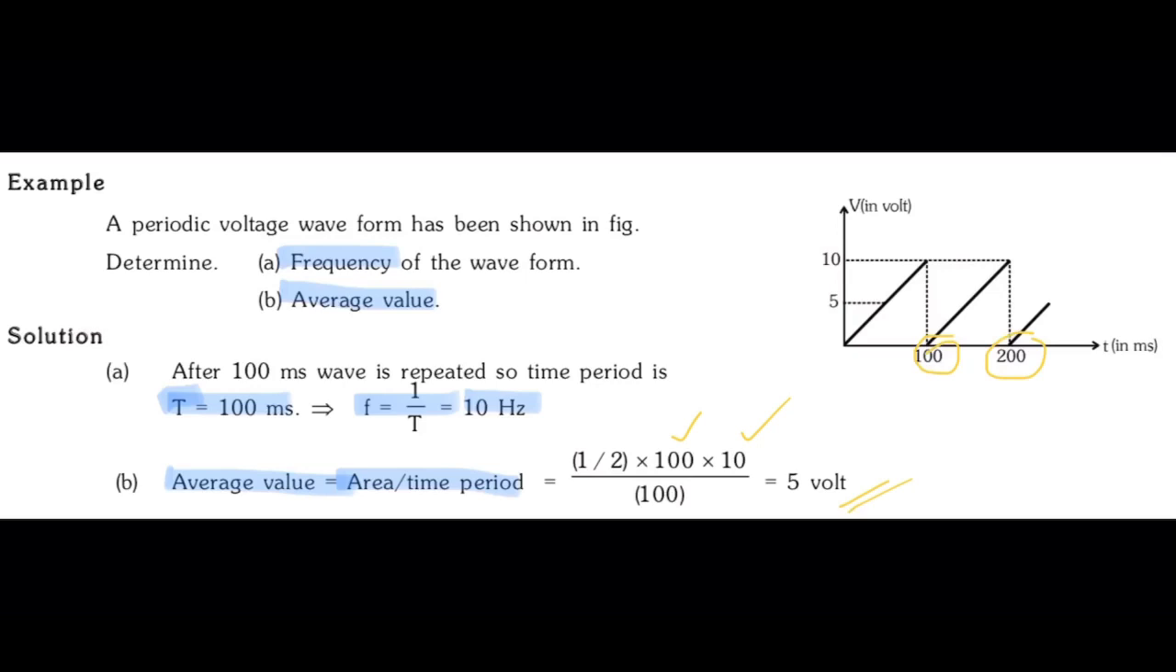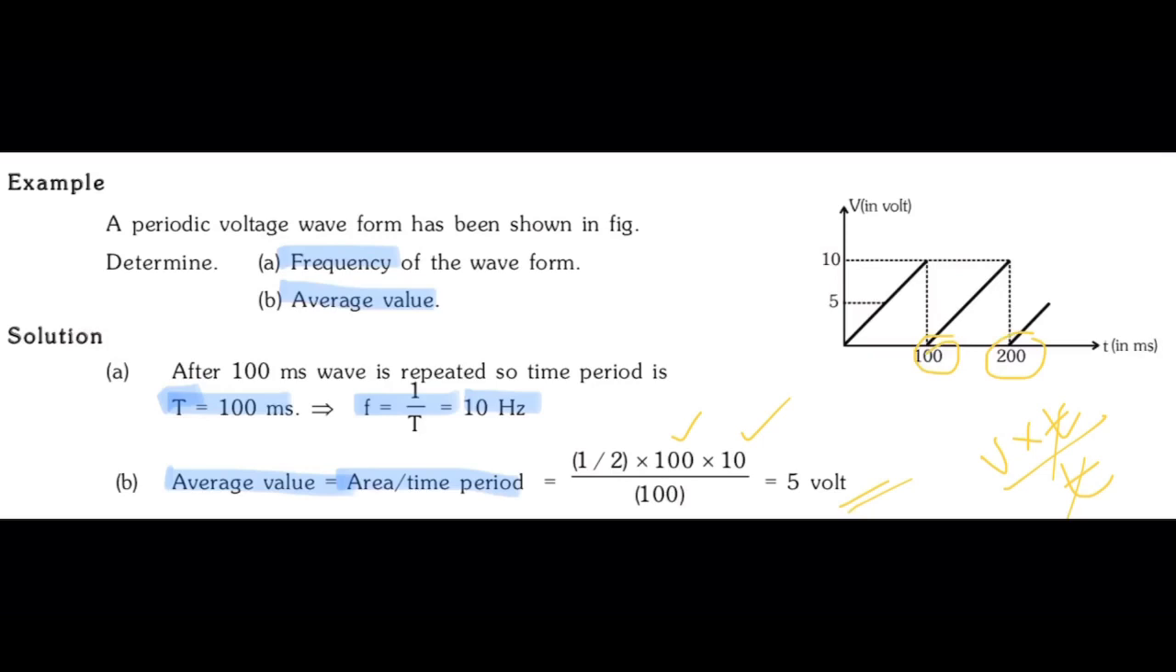So the question is to calculate the average value of the voltage. So the answer should be in volts, right? That's why we are dividing the area with respect to time period. What does the area give you? Area gives voltage into time. Voltage into time over time, so time will get cancelled to get the final answer as voltage. And that's why we did this calculation over here. Hope you got the concept of this.